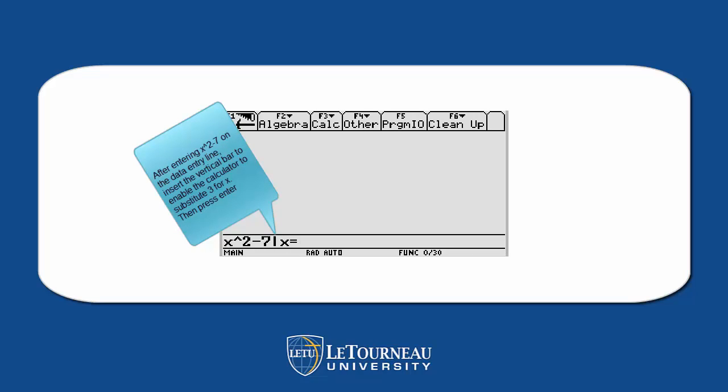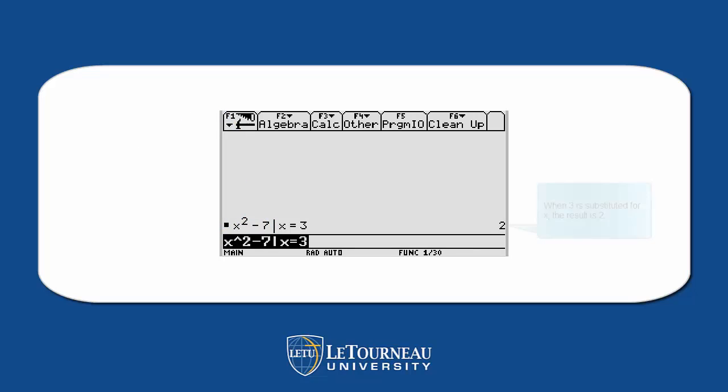For example, x squared minus 7. Notice the vertical line. At x equal to 3, and we get 2 as the result. We're going to use that in setting up these graphs.